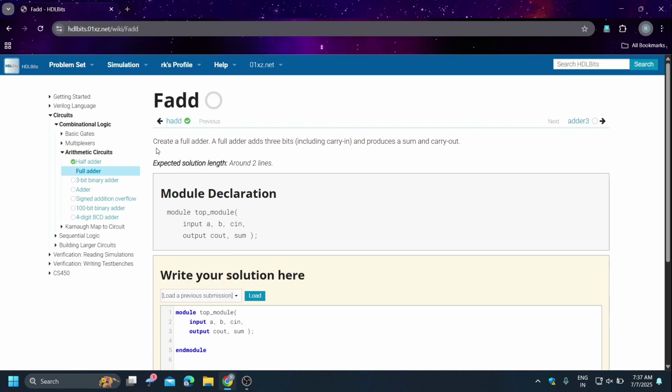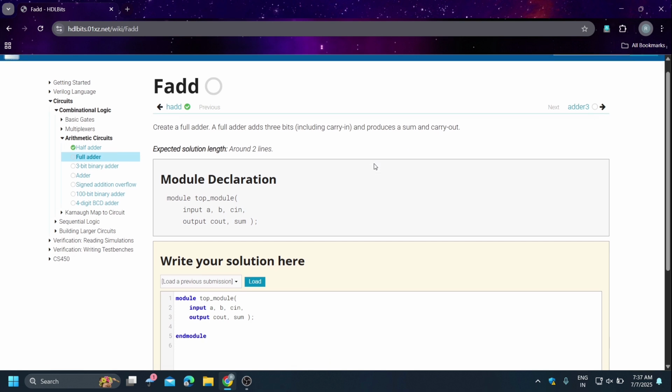Here a full adder based question is given. Create a full adder. A full adder adds 3 bits including carry in and produces sum and carry out. In the full adder we have 3 inputs. Let's take A, B and C in. C in is the carry which is coming as an input from the other circuit, and we have two outputs, sum and carry out. So what are the expressions for this sum and carry out?